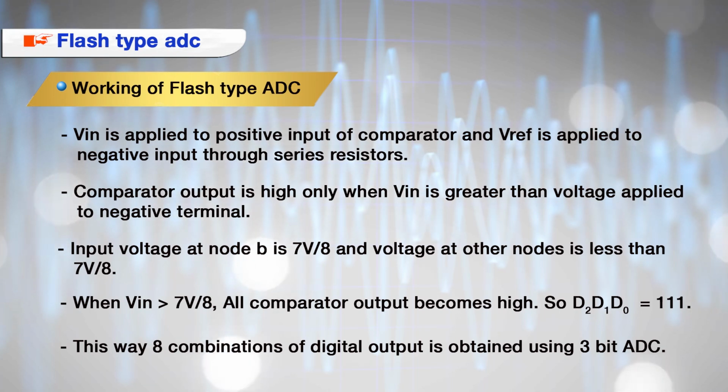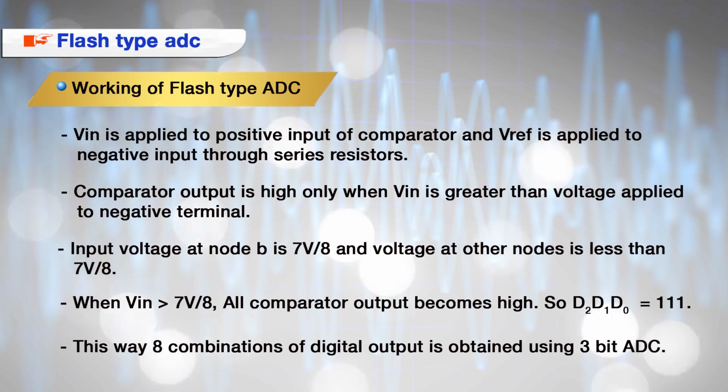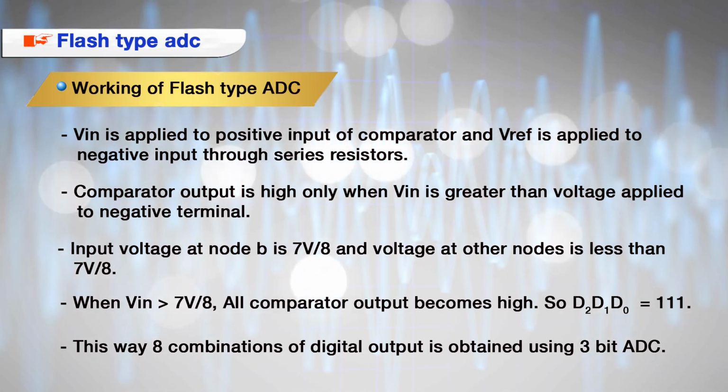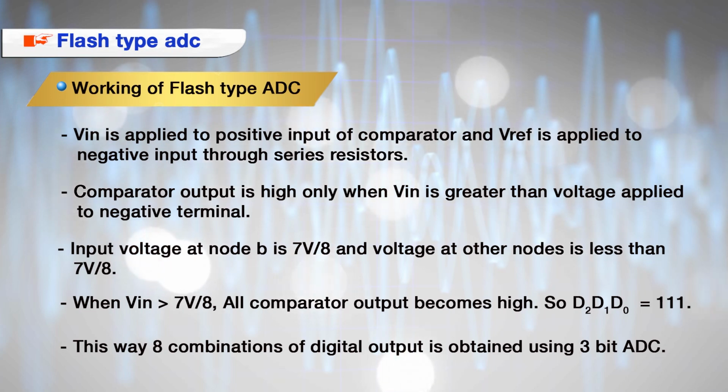But here the problem is, suppose we want to design a 16-bit ADC, then for that we need more than 65,000 comparators, which is not possible practically. So, we can use flash type ADC only for small values of n. Let us look at some more practical type of ADC which can be used for larger values of n.